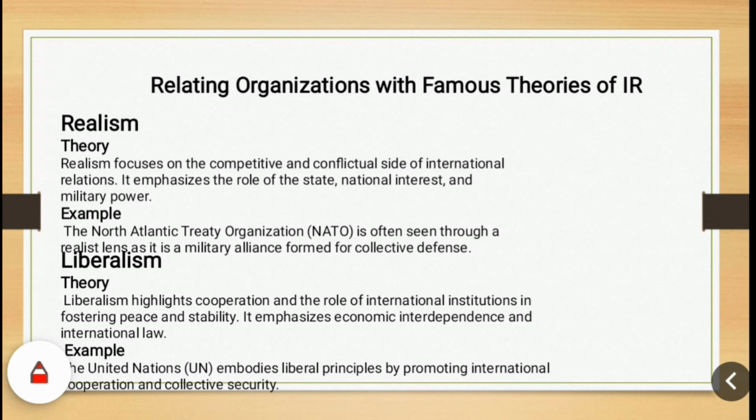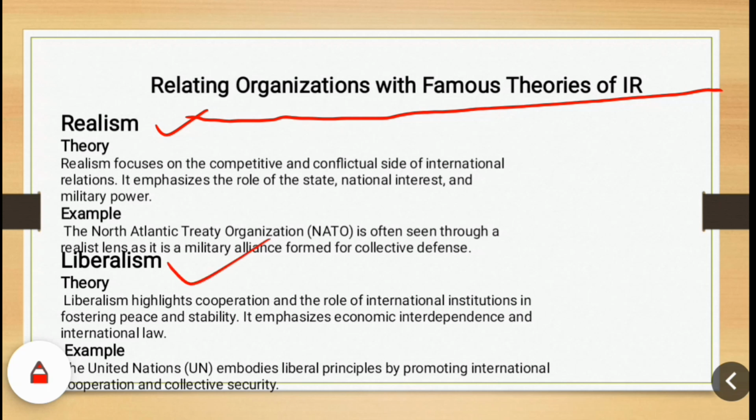Now, relating organizations with famous theories of IR. First one, realism theory. Realism focuses on the competitive and conflictual side of international relations or international organizations. It emphasizes the role of states, national interest, and military power. Example, the North Atlantic Treaty Organization is often seen through a realist lens as it is a military alliance formed for collective defense. Now, liberalism theory.